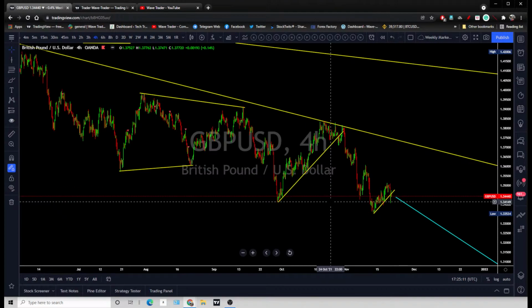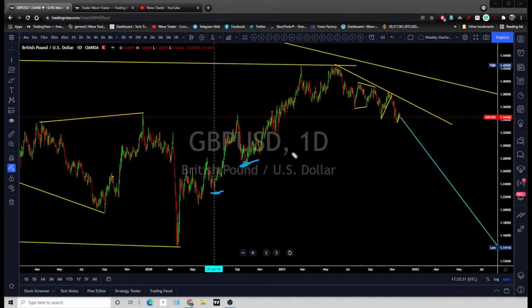So the longer term target is going to be that 122. The medium term target is going to be that too, this area. So the short term target is going to be over there, as I have shown on the lower time frame.